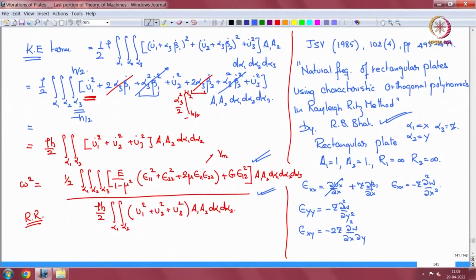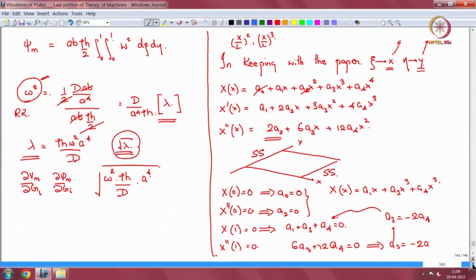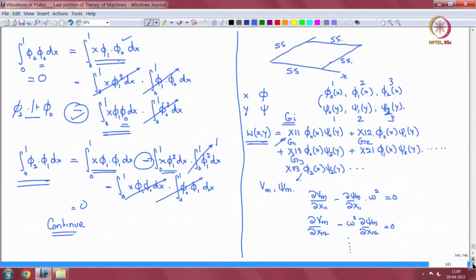Okay, good morning and welcome to this next lecture on vibrations of plates and shells. We are in the topic of Rayleigh Ritz method. In the last lecture, we entered two-dimensional structures. One of the key papers is this one by Professor R.B. Bhat, and we looked at his method of generating orthogonal polynomials and using it to estimate natural frequencies of rectangular plates.